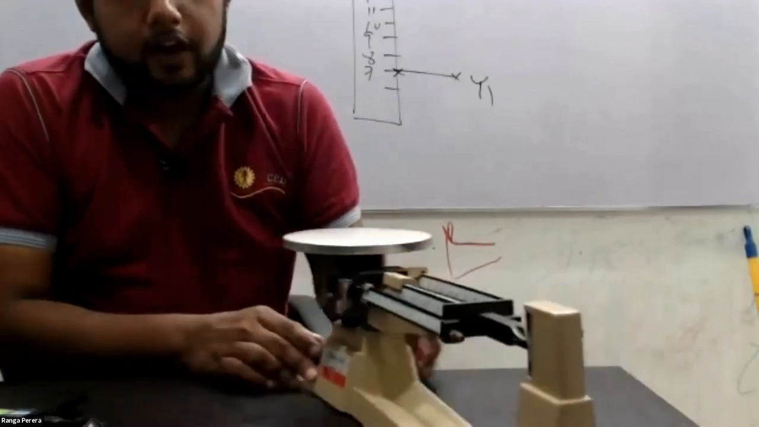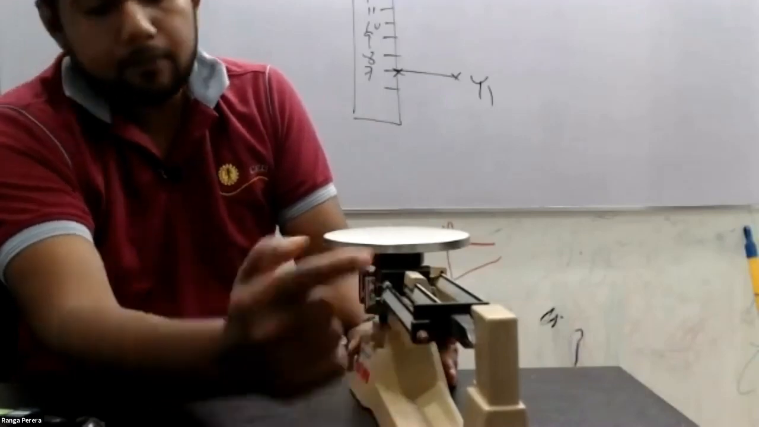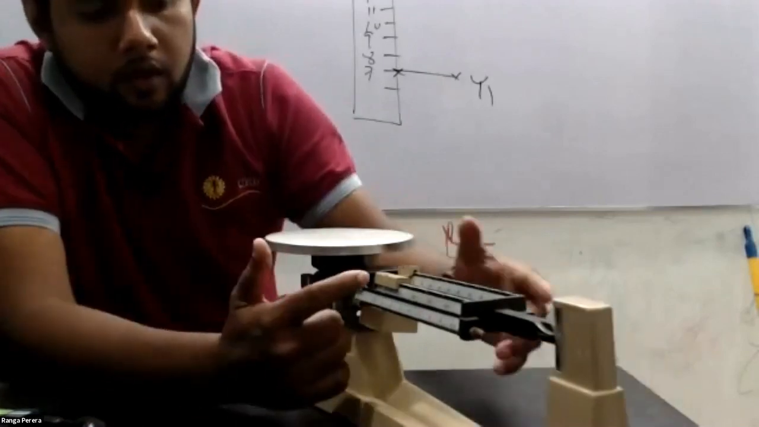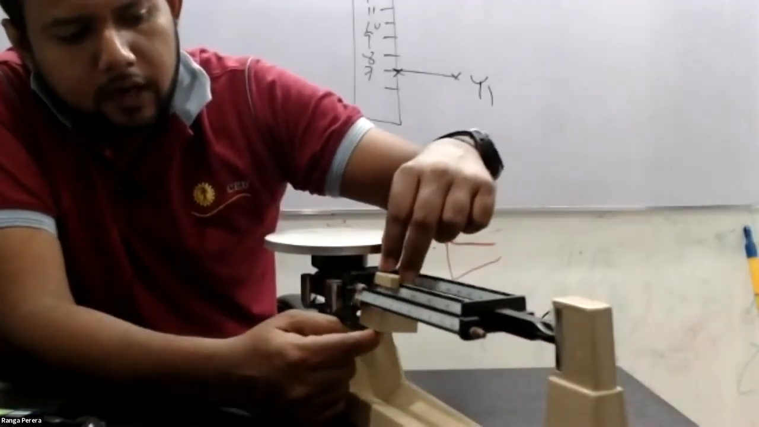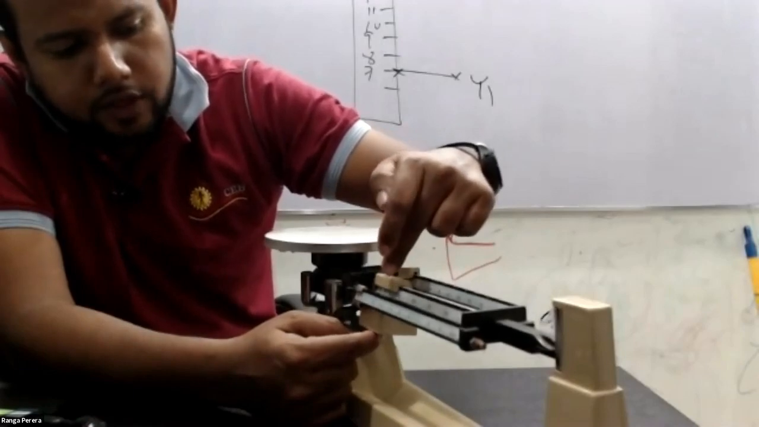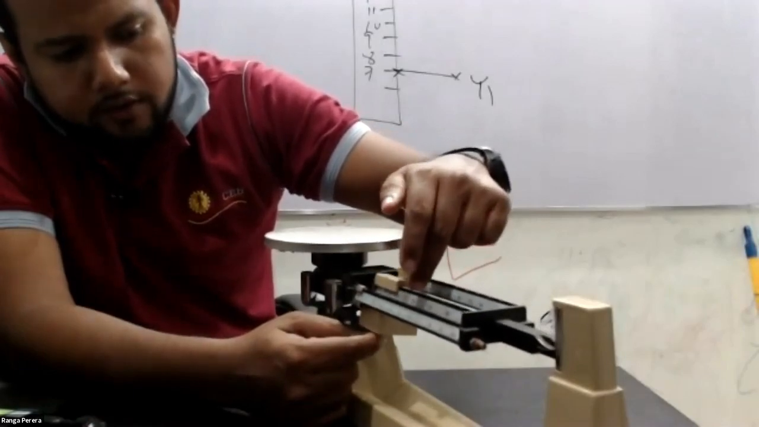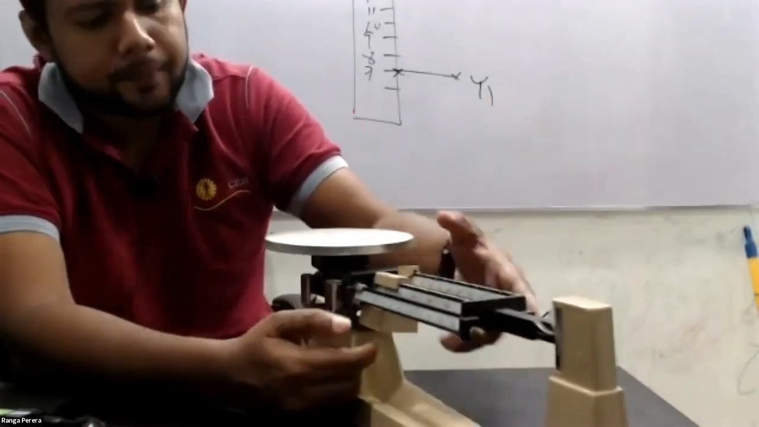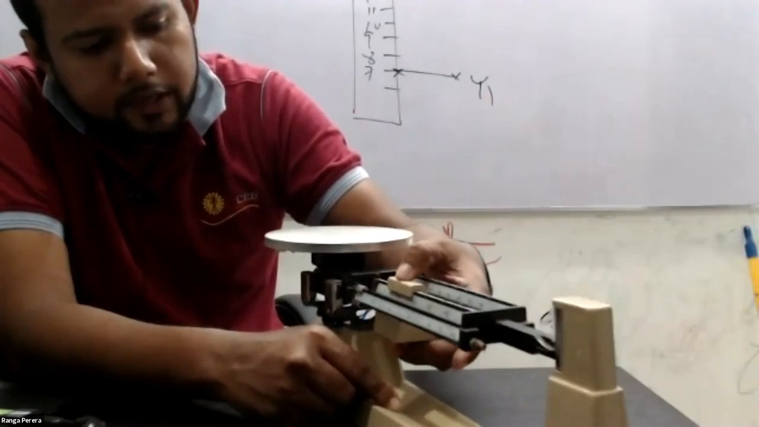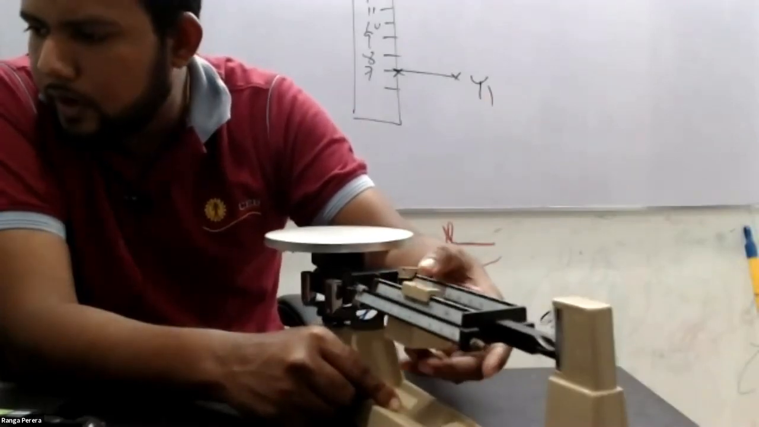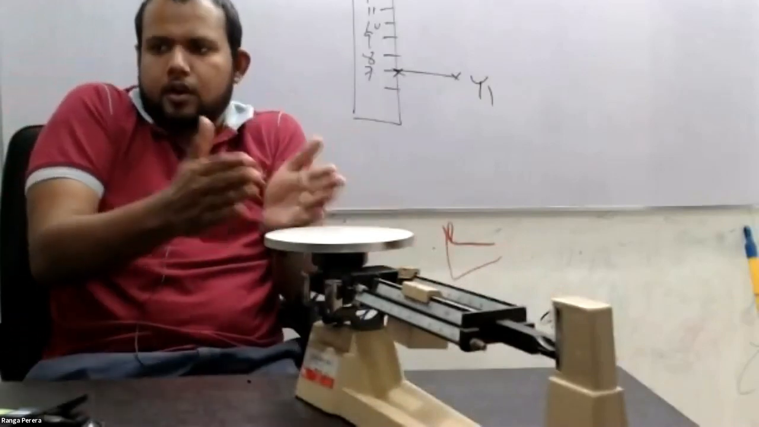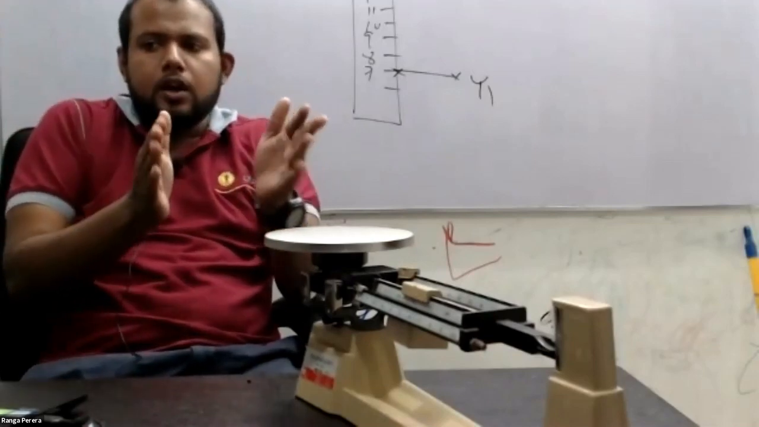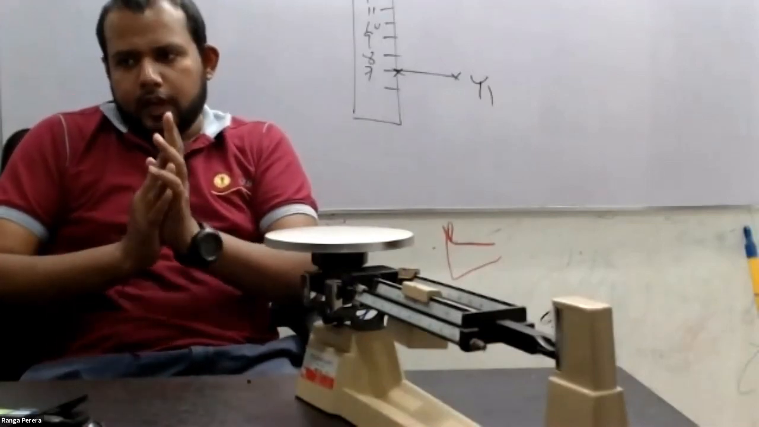So, there is one main beam and there are three beams. That's what we call the triple beam. If I start with the middle one, we have the zero mark, 100 gram, 200 gram, 300 gram, 400 gram, 500 gram. Up to 500 gram, it is marked. This mass can be taken in discrete amounts: 100, 200, 300, 400, 500. In between, you can't keep a mass. Did you get the point?